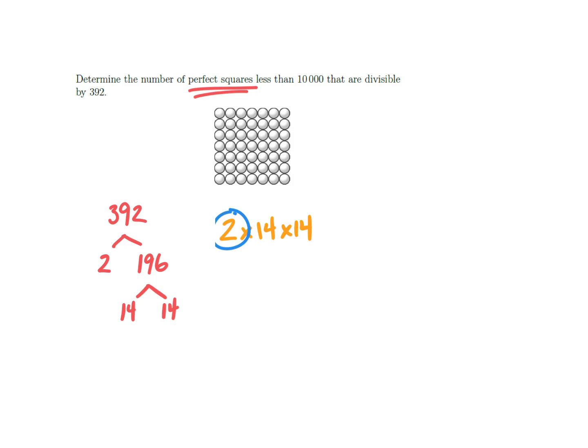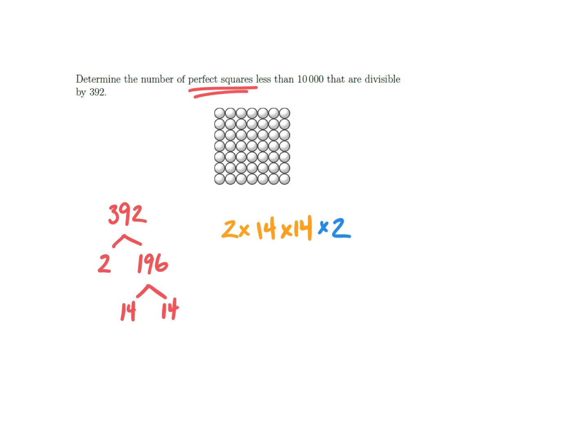So if I wanted to make a perfect square, I need to take that lowly 2 that has no pair, and put another 2 in there. What you'll notice now is I have 2 of the same factor of everything. I got 2 14s and I have 2 2s.